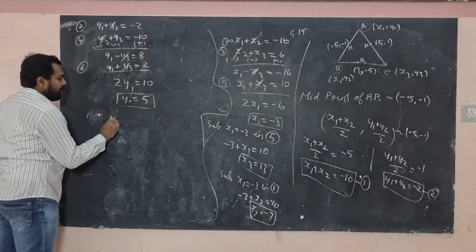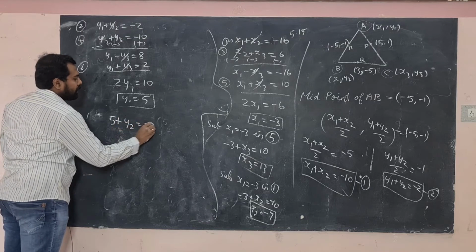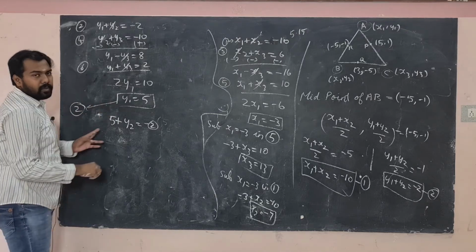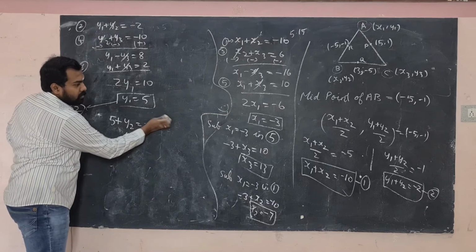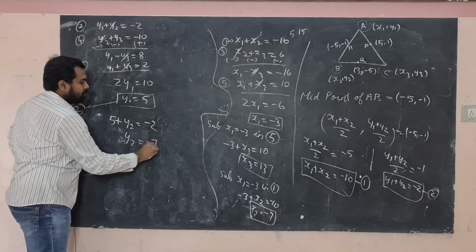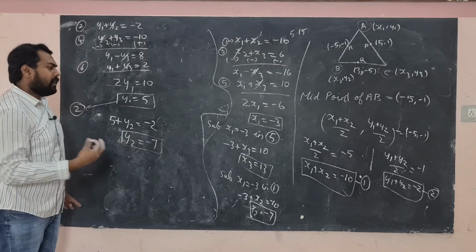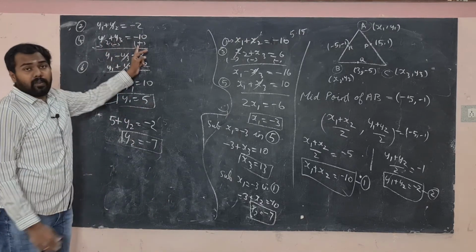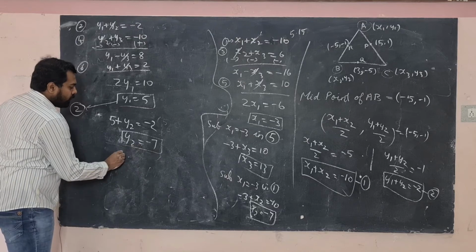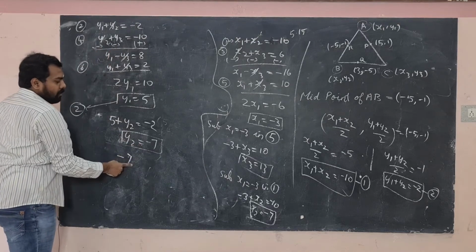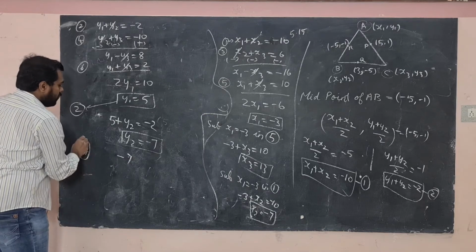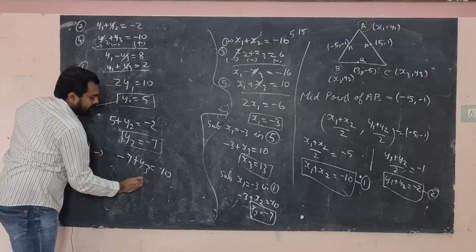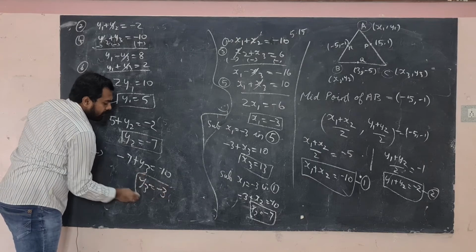Substitute y1 equal to 5 in equation 2. We get 5 plus y2 equal to minus 2. So y2 equal to minus 7. We have one more equation: y2 plus y3 equal to minus 10, equation number 4. The value of y2 is minus 7, so we substitute in equation number 4: minus 7 plus y3 equal to minus 10. So y3 will become minus 3.